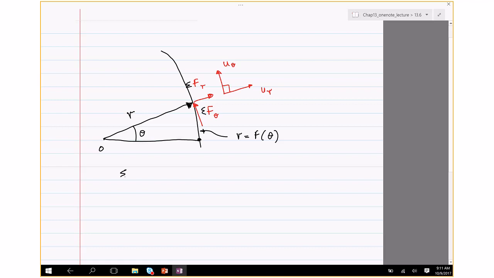So we can write summation Fr is mass times acceleration in the r direction, and you know the formula for acceleration in the r direction. It is r double dot minus r theta dot square, and then F theta is mass times acceleration in the theta direction, which is mass times r theta double dot plus 2 r dot theta dot.